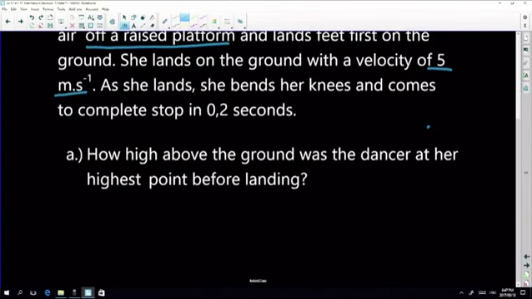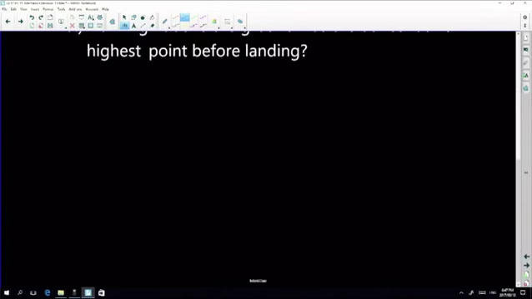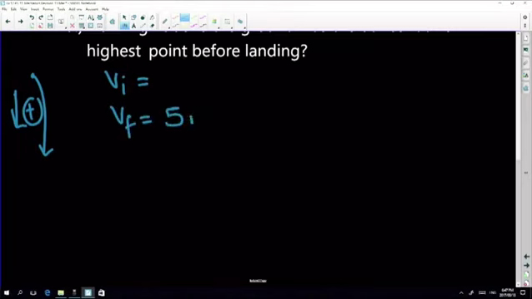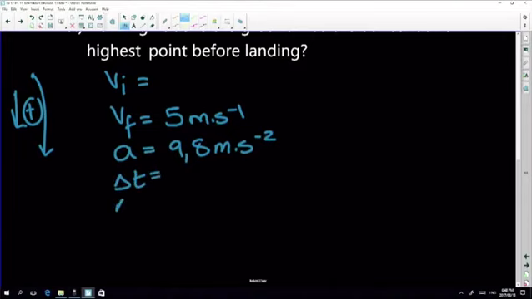Okay, this is a vertical projectile motion. So she's going to land. I'm going to take down as positive. Her initial velocity we don't know. We'll come back to that. Vf is 5. A is going to be 9.8 meters per second squared. Delta t we don't know, delta y. I need a little bit more information.